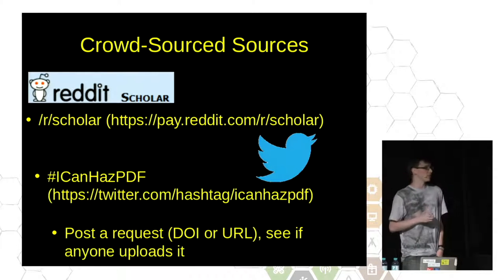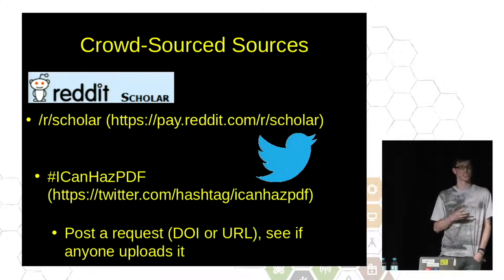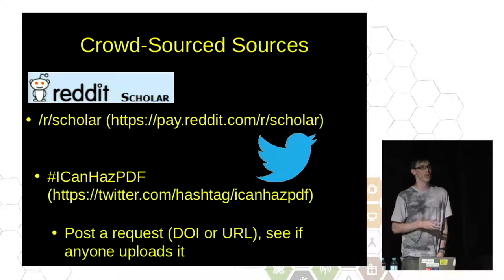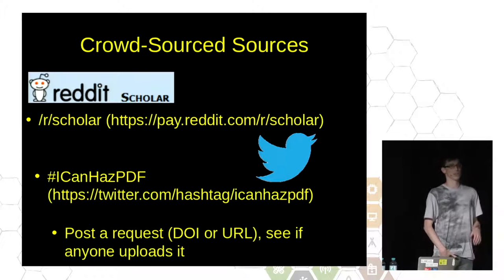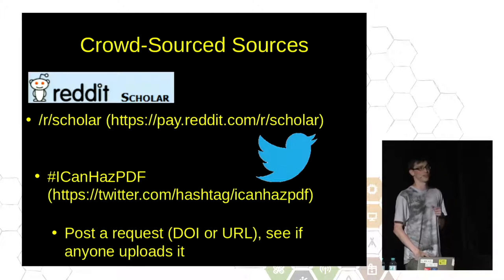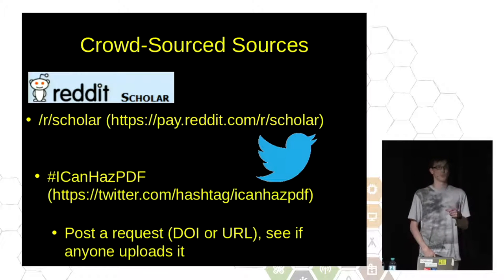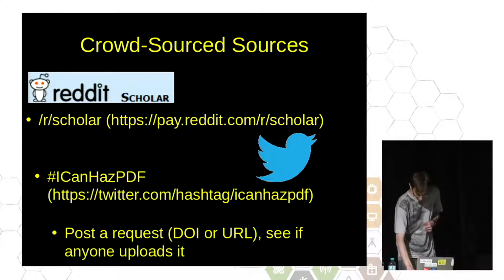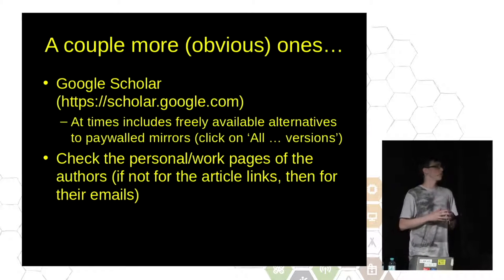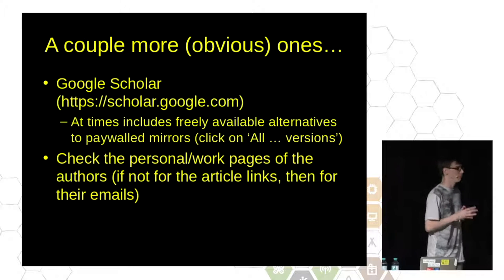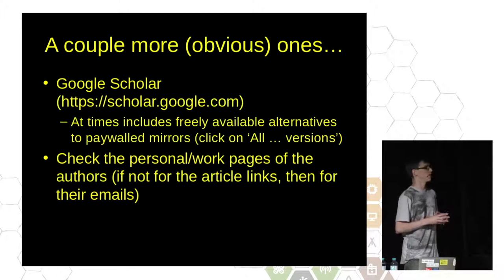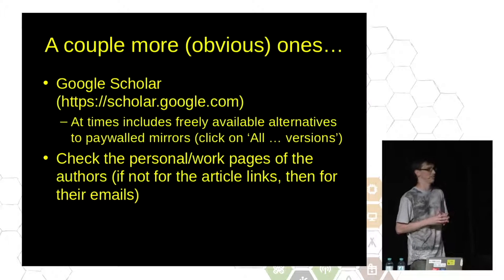There's also a growth lately in crowdsourced resources. On Reddit, the subreddit Scholar has a request section and a fulfillment section where you can post the DOI that you want and someone can find it. On Twitter, there's also the recent hashtag #ICanHasPDF, where you make a tweet with, again, the DOI or the URL of the article you want, and anyone who has access will send you the link. And there's a couple more or less obvious resources that we nonetheless should not overlook, such as Google Scholar, which oftentimes leads to open versions of articles that are otherwise paywalled on other mirrors.